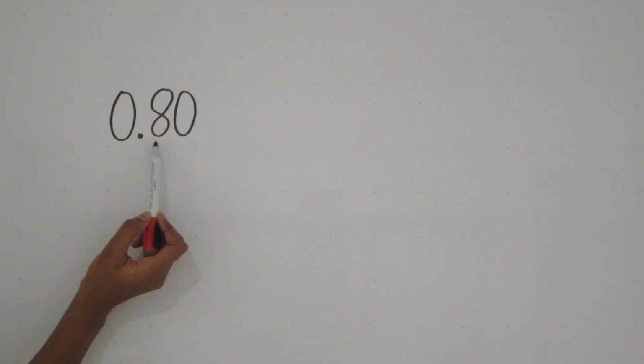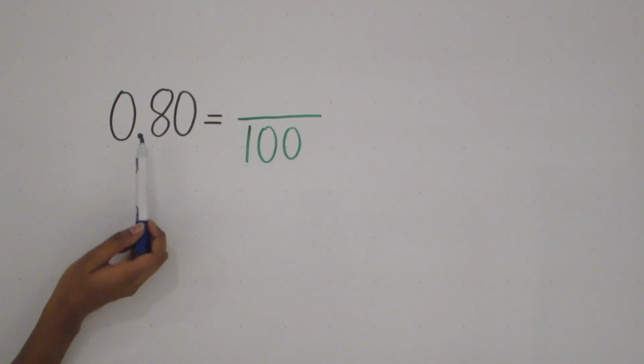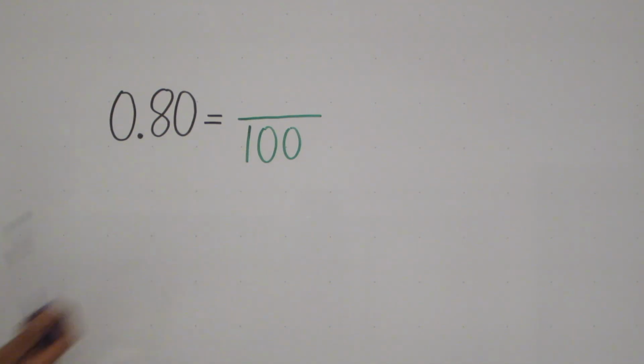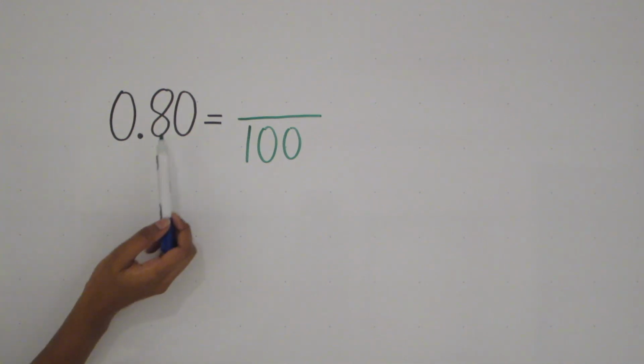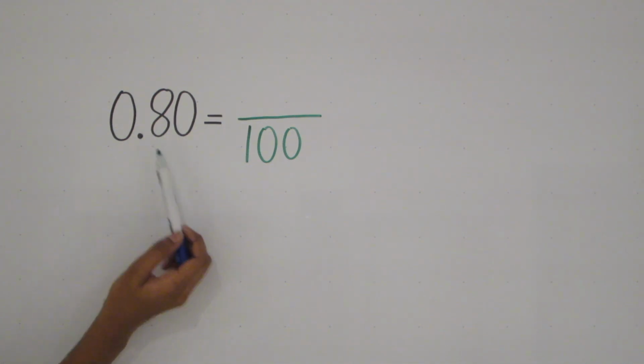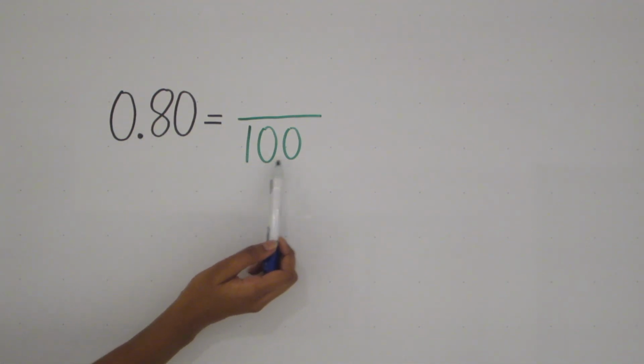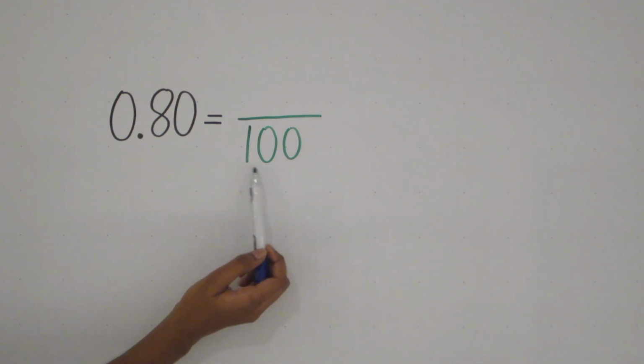So the first step is to count how many numbers we have after the decimal. In this case we have 1, 2. Since we have two numbers after the decimal, our denominator is going to be 100. So our denominator has 2 zeros because there are two numbers after the decimal. If there were 3 numbers after the decimal, my denominator would have 3 zeros, so it would be 1000.